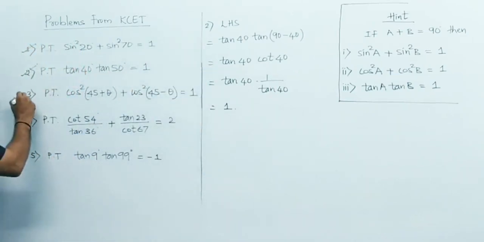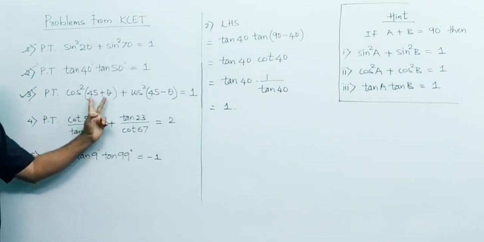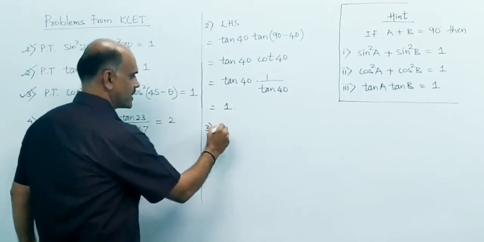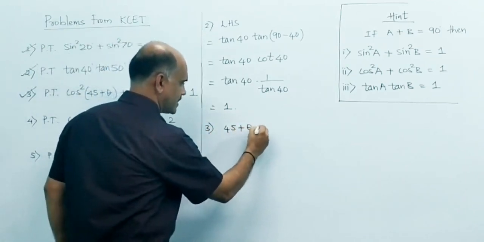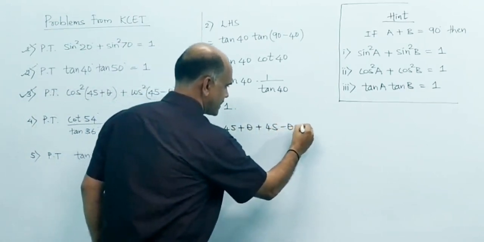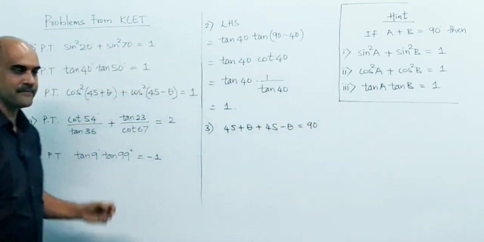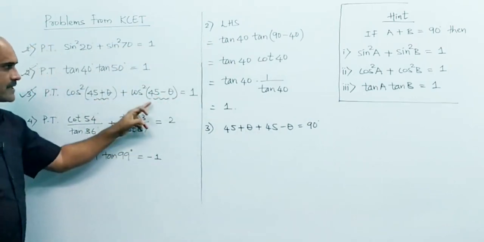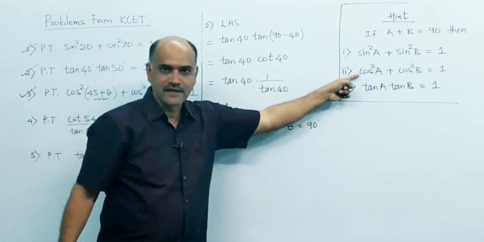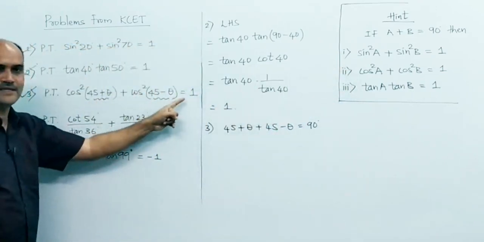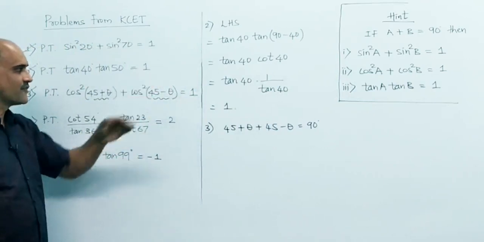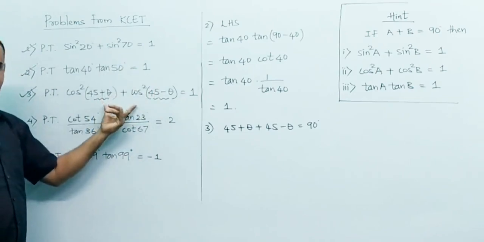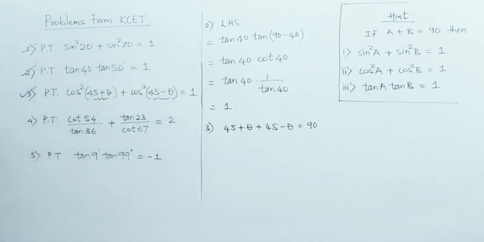Now similarly in the third one, if you take the two angles 45 plus theta and 45 minus theta and add them, you will get 90. The sum of this angle and this angle is 90, so using this hint you can directly say the answer is 1. Clear students? If you want to solve it, again write it as 90 minus, then simplify, and you will get the answer.